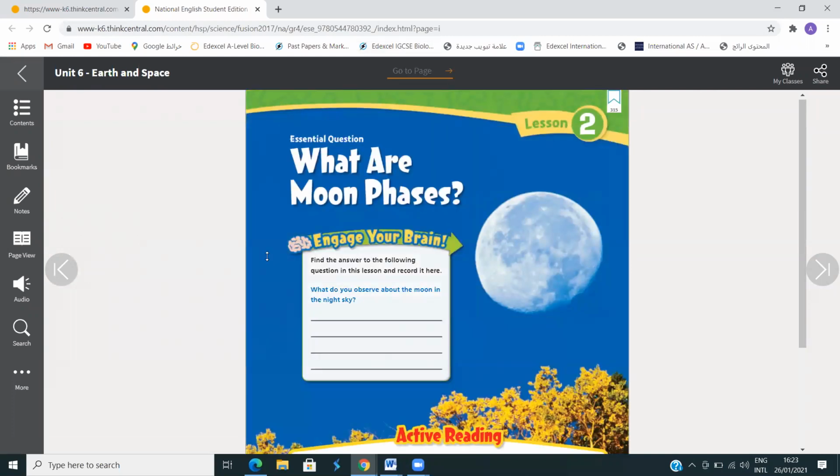I'm teaching grade 4A. I wish you good health, with Mr. Ashraf Ahmed, Maliki Insurance Course. Today we'll study what the moon phases are. Here you see the moon, but first find the answer to the following question.